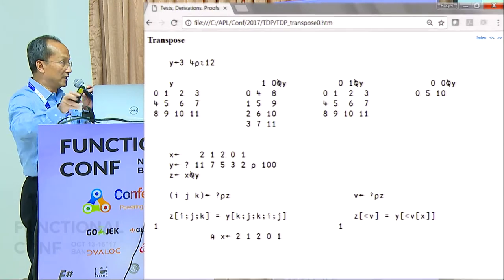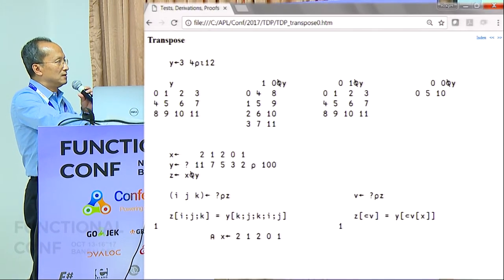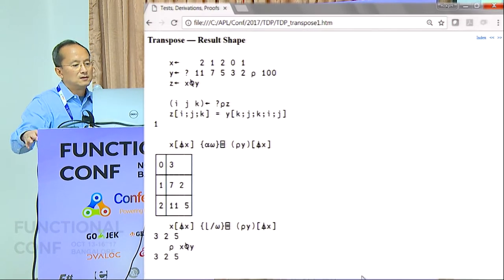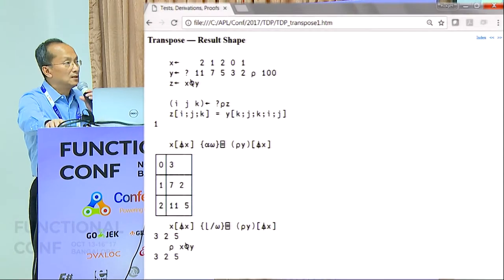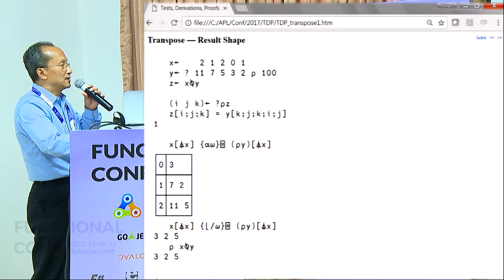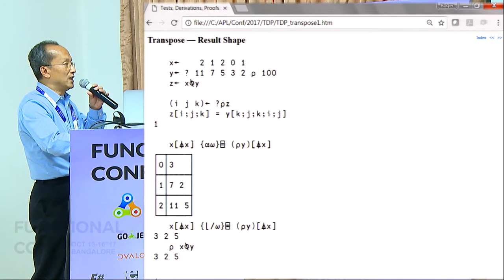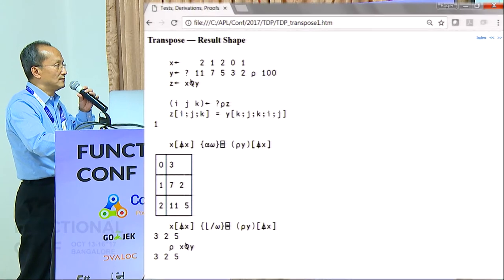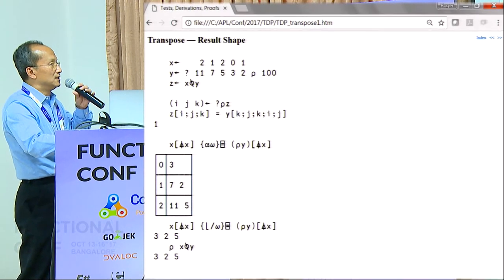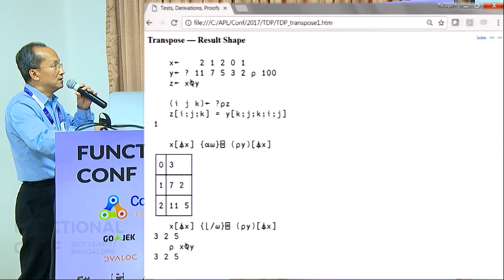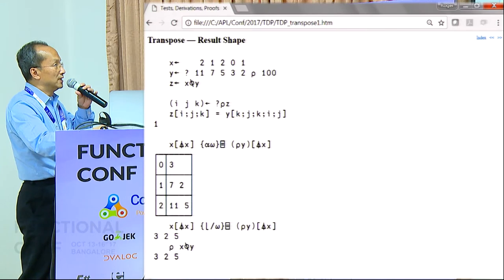Now, this second way of looking at transpose requires that you know the shape of the result. From the description, you can derive the following computation for the shape of the result. You group the shape of Y, which is rho of Y, by sorted X. So you do 0 first, 0 gets 3 from the shape, and 1 has 7 and 2, and then for 2 you get 11 and 5.